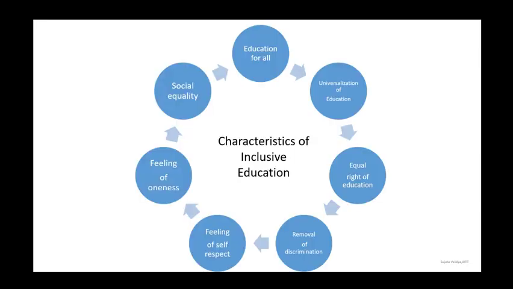There are some characteristics of inclusive education. As we discussed earlier, it is education for all. We can achieve universalization of education through the inclusive education concept. We are providing equal opportunity to each and everyone. We are trying to remove discrimination, and develop the feeling of self-respect and feeling of oneness, and students from different cultural, social, and economic backgrounds, special students and normal students are learning under one roof. So we are trying to achieve or develop some type of social equality.